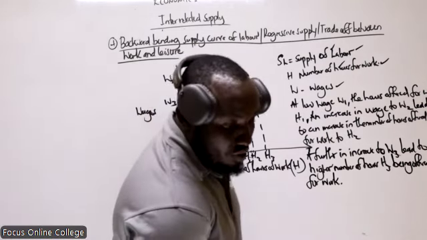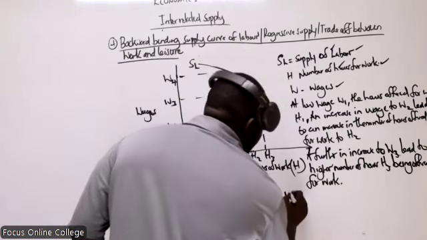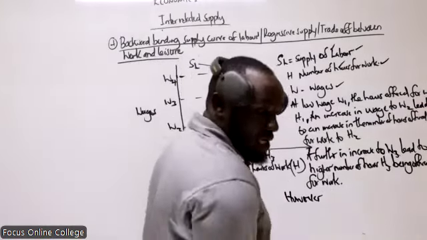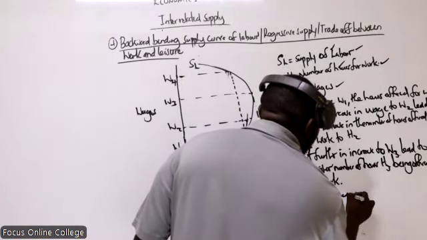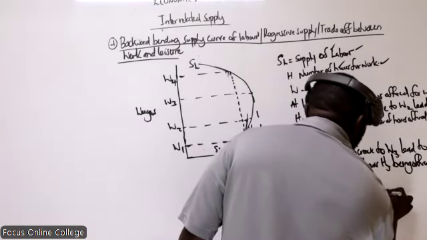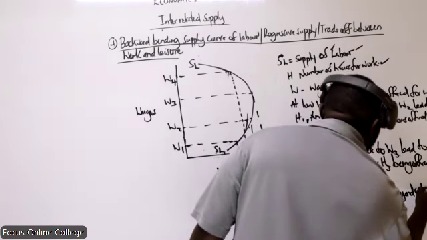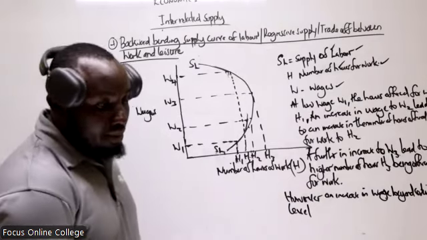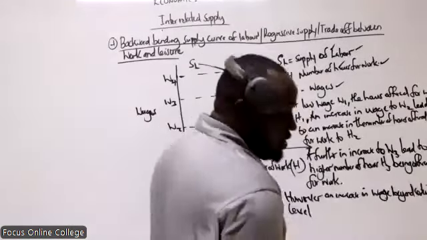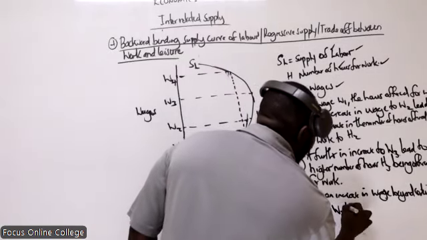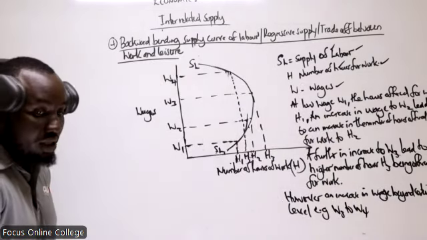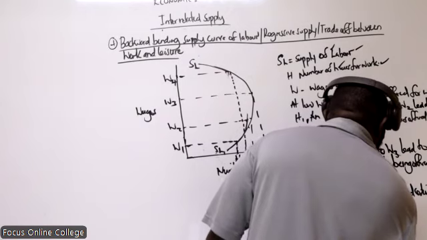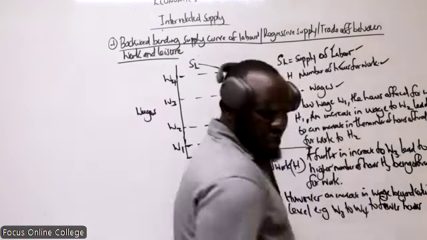However, the contradiction comes here. We understand that an increase in wage beyond a certain level, for example wage 3 to wage 4, leads to fewer hours.